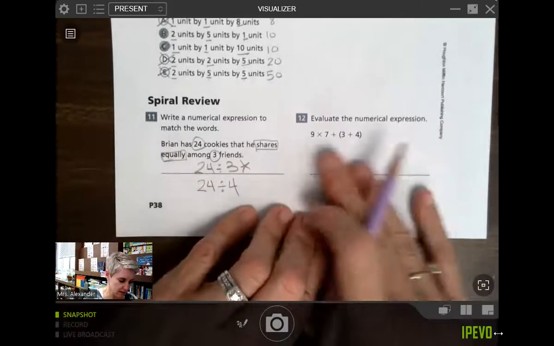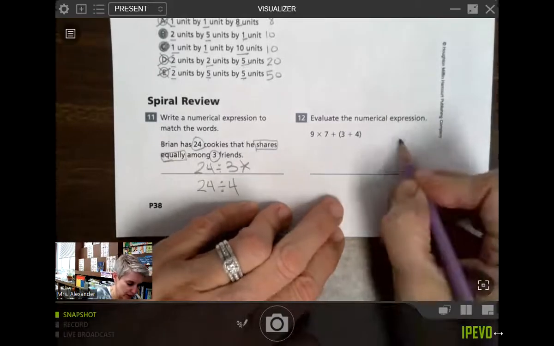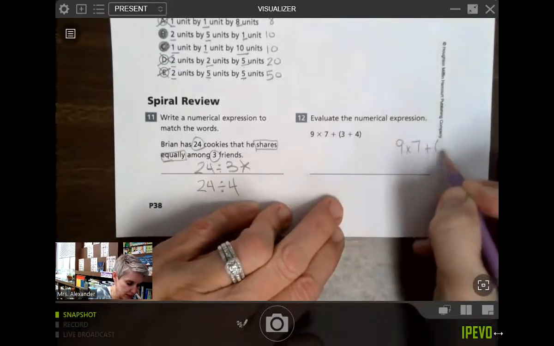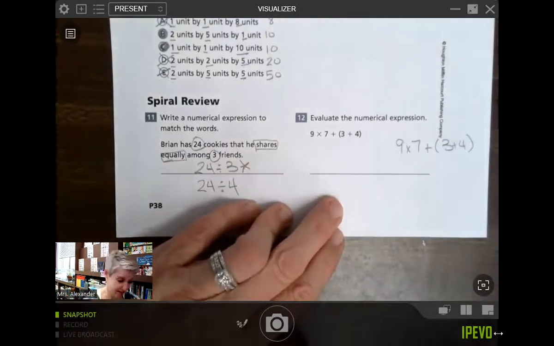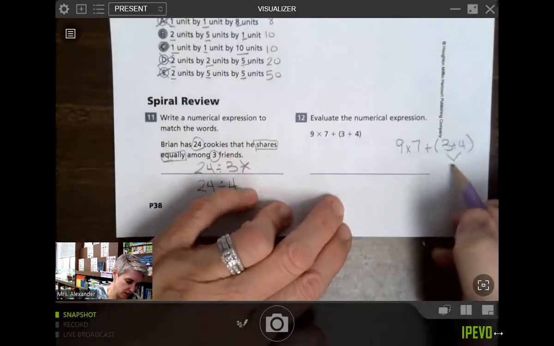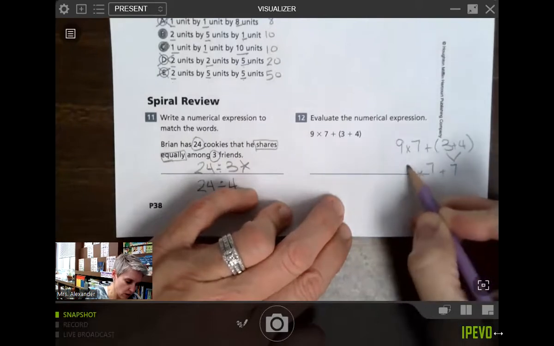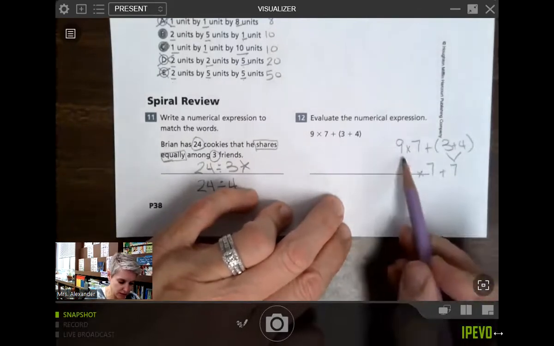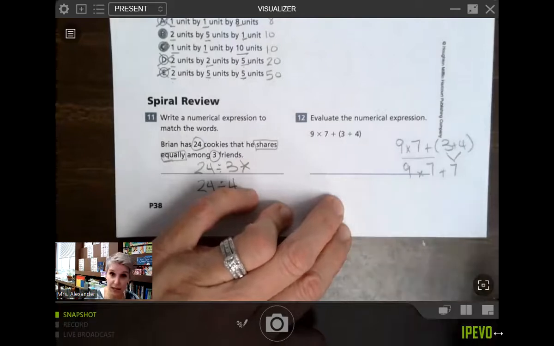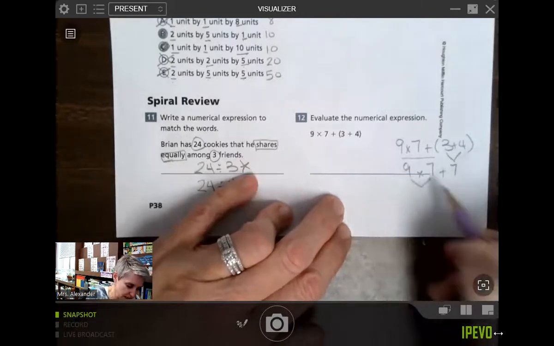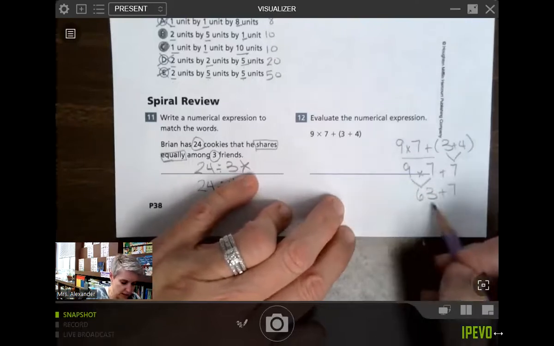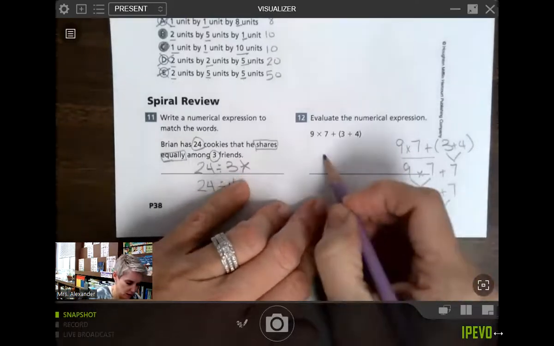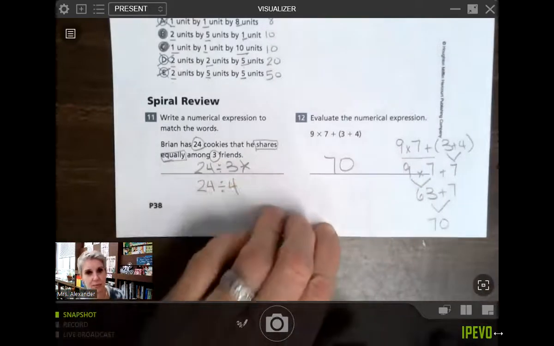And finally, evaluate the expression 9 times 7 plus the sum of 3 plus 4. Order of operations say what? Let's do it. Parentheses first. There are no exponents. Multiply, divide. I do have multiplying. 9 times 7 is 63. And then all I have left to do is add. So our answer would be 70.